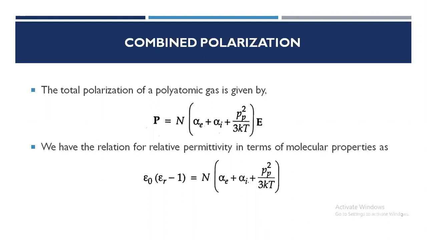That total polarization of a polyatomic gas is given by P equals N into bracket alpha E plus alpha I plus P squared upon 3kT, into capital E. Alpha E is nothing but electronic polarization. Alpha I is from ionic polarization, and the third term, P squared upon 3 into k into T, indicates the orientational polarization.